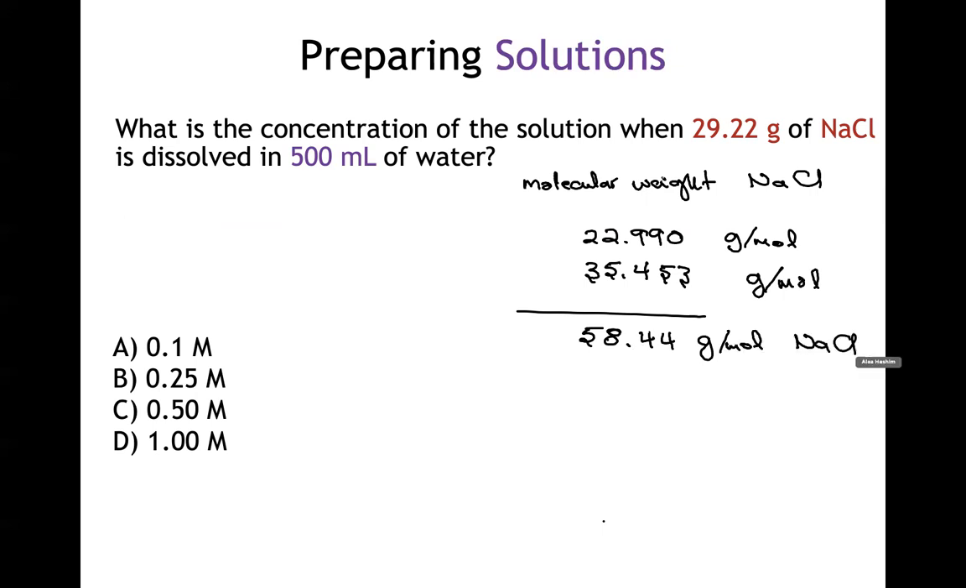Again, anytime you need to calculate the molecular weight, you won't be told, all right? That's something you would have to figure out based on the fact that you are trying to go from mass into moles or moles into mass in grams, right? So we have 58.44. Okay, so that's the molecular weight. Again, we could say grams per mole or mole per gram.